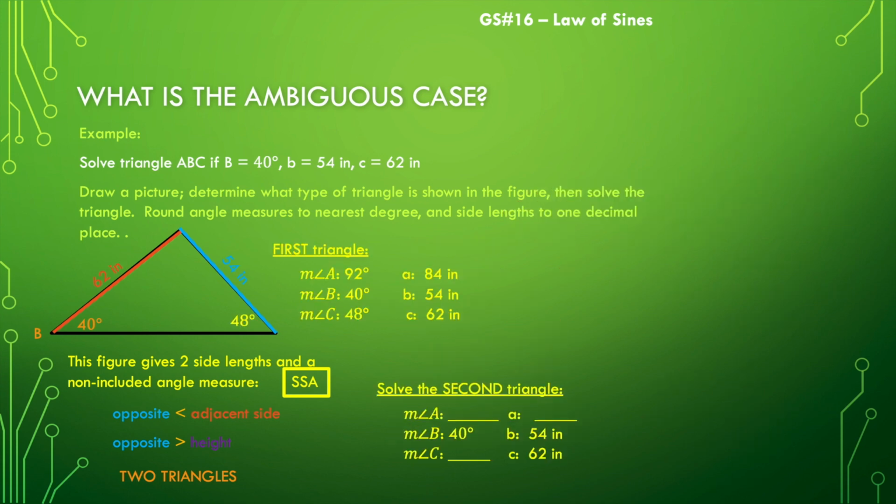There we go. So remember how we said there were two triangles? Let's talk about that a little bit. So I'm going to duplicate that first triangle over here. Okay, let's look at this diagram, and let's remember what's fixed. This angle measure of 40 degrees is fixed. This side length is 62 inches. That's fixed. And now this side length here is 54 inches, but the position is not fixed.